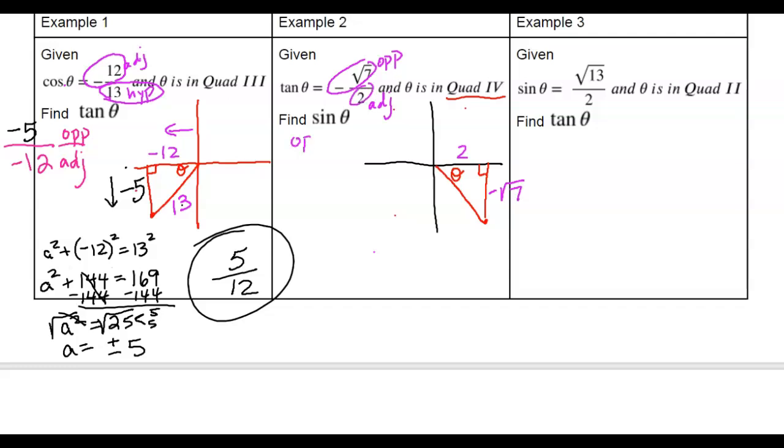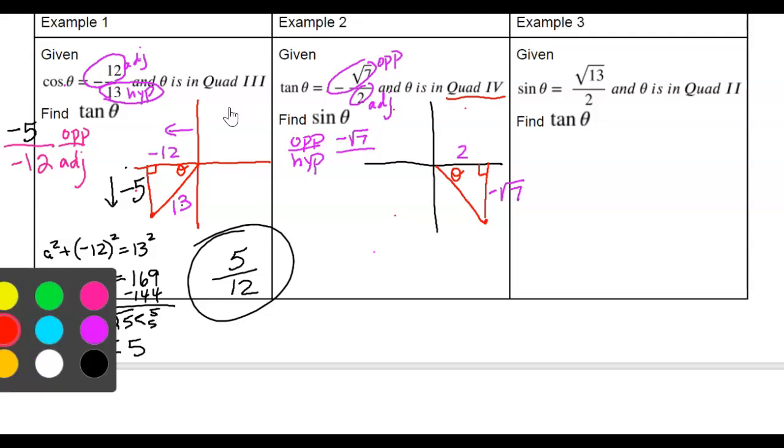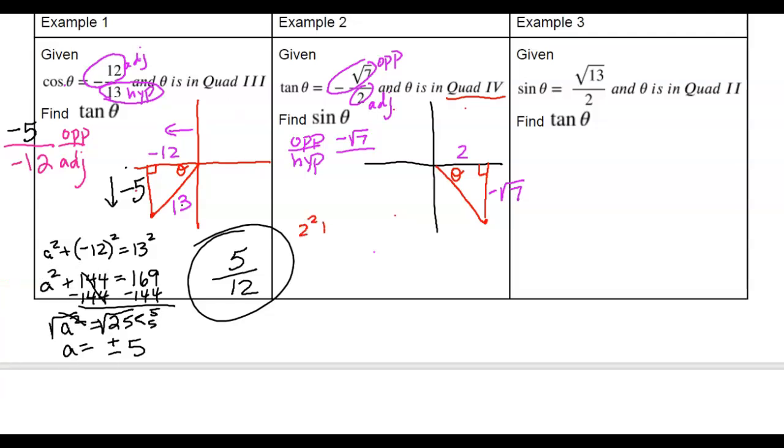So sine is opposite over hypotenuse. So the opposite side we already know is negative root 7. So Pythagorean theorem. We get a squared plus negative root 7 squared equals our hypotenuse squared. This is a tricky one. Well, 2 squared is 4. A negative squared is positive. Root 7 squared, remember those cancel, so I just get 7. And remember, it should be plus.